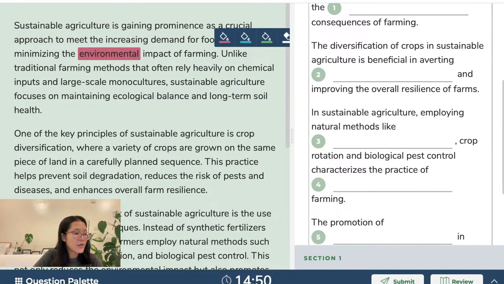Soil degradation. Okay, we have one answer. We have here Mivi said that it is diseases. Okay. 2, ecological balance.